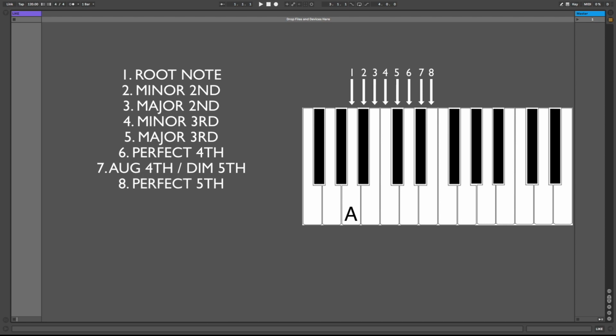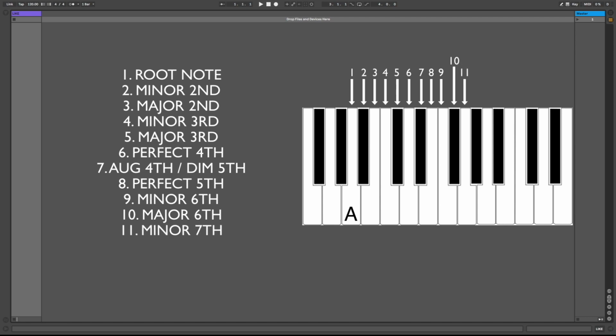The ninth note is known as a minor sixth. The 10th note, a major sixth. The 11th note, a minor seventh. The 12th note, a major seventh. And then the 13th note is our root note again. It's the A again, but an octave higher. So our scale would repeat from the 13th note onwards.